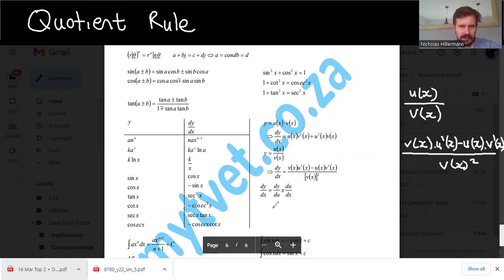The other thing is, I think I saw cosec x, so we know that the derivative of cosec x is minus cosec x cot x. Okay, so we may need that. We will need that.